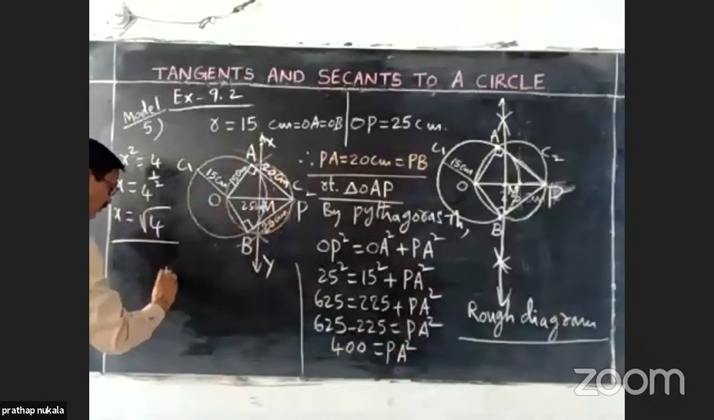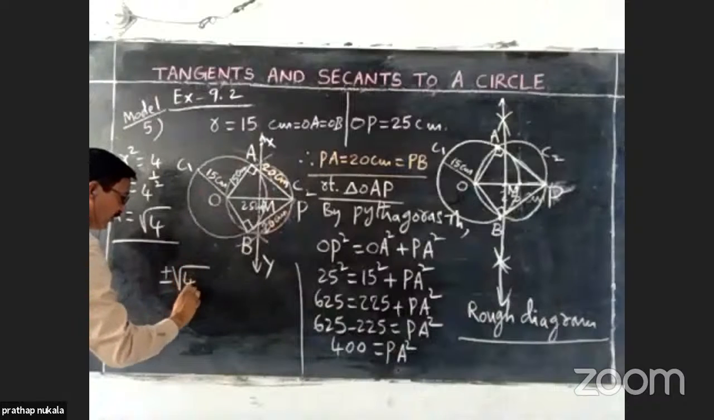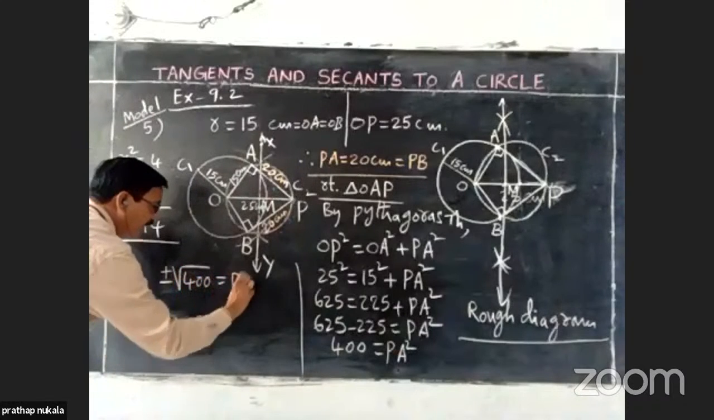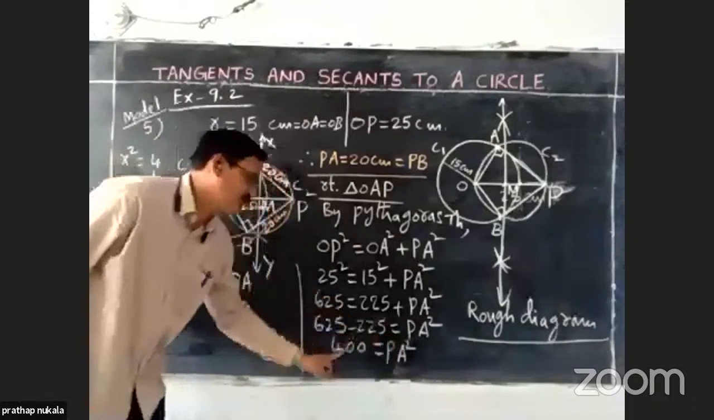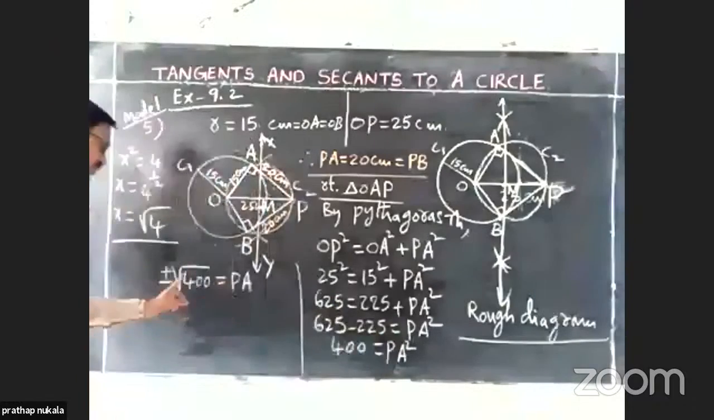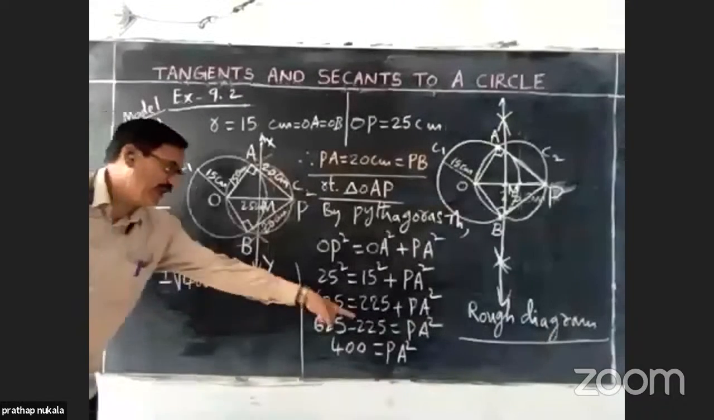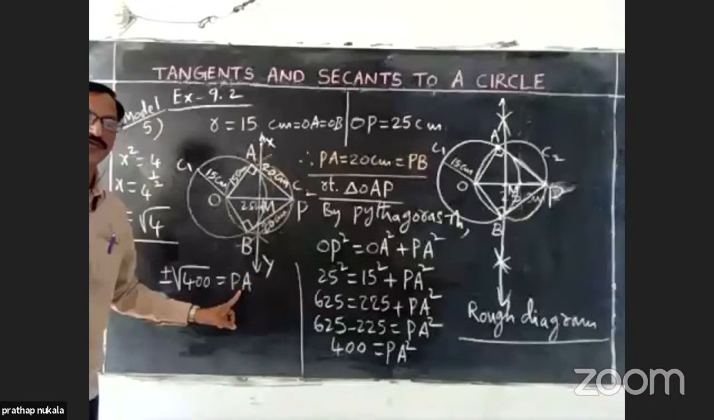That means we are writing plus or minus square root equal to PA. Don't write the square again. Already the square is transposed to the left side. It becomes square root, and only PA is there. That you have to remember.